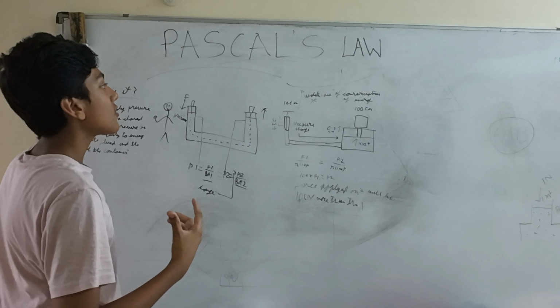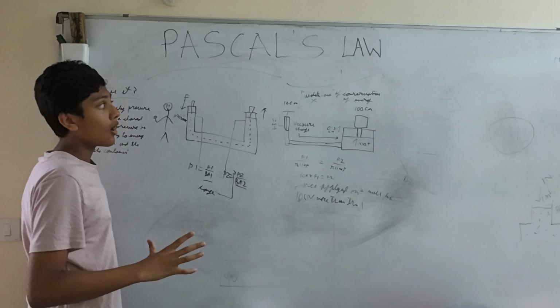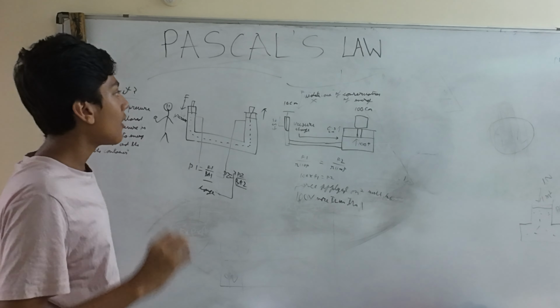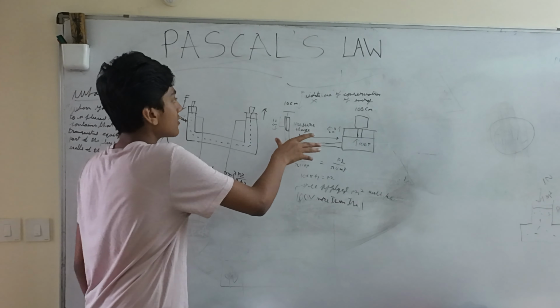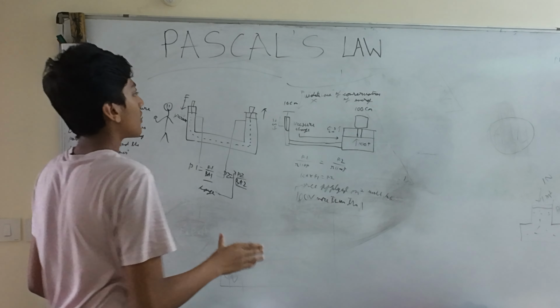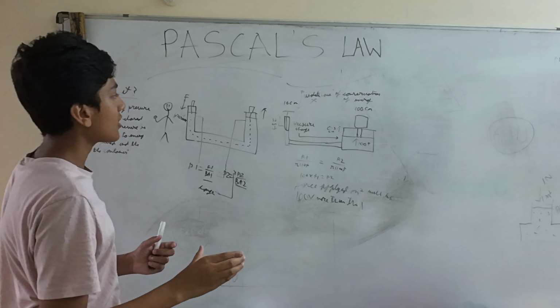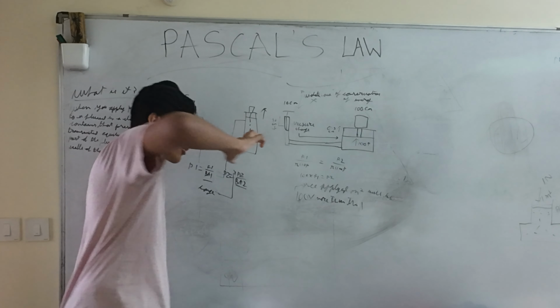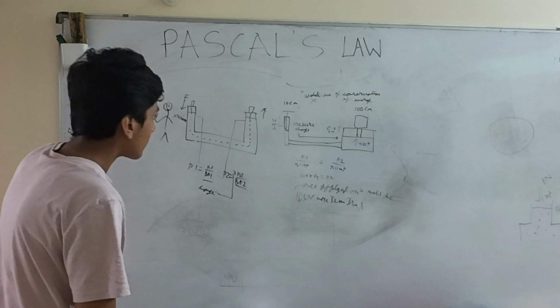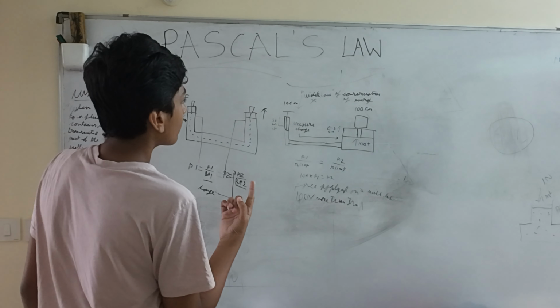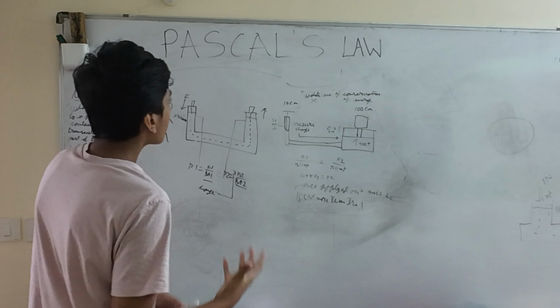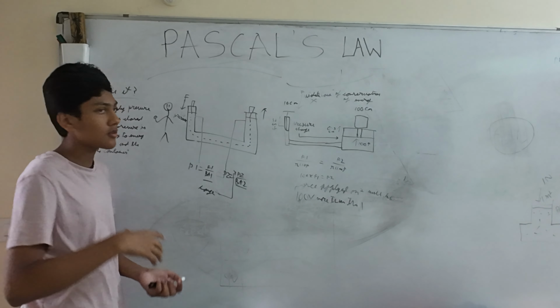But this also does not violate the law of conservation of energy, because this is only because of the differences in the size of the pistons. So if we pushed on the first piston 50 centimeters, the second piston would only rise up 0.5 centimeters. That's how Pascal's law works.